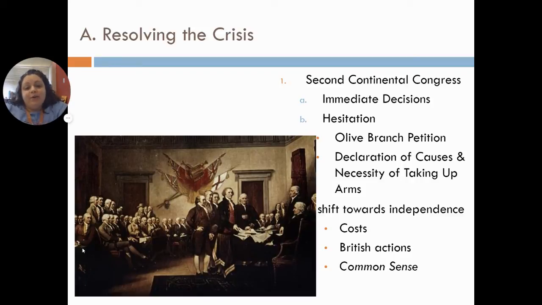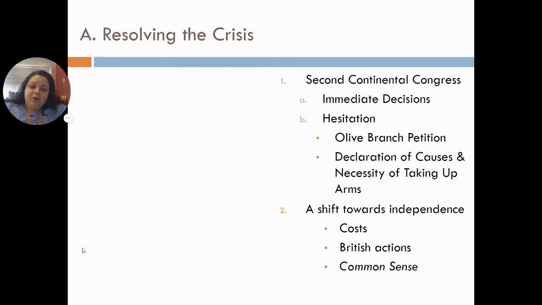So please note that this is not the Declaration of Independence. This document was actually on a DBQ a few years back, and so many students thought it was the Declaration of Independence. If it was the Declaration of Independence, it would say the Declaration of Independence. This was a separate document before that, declaring the causes and necessities to take up arms, basically defending the right of the colonies to fight back. However, over time, we definitely see that there's going to be a shift towards independence.